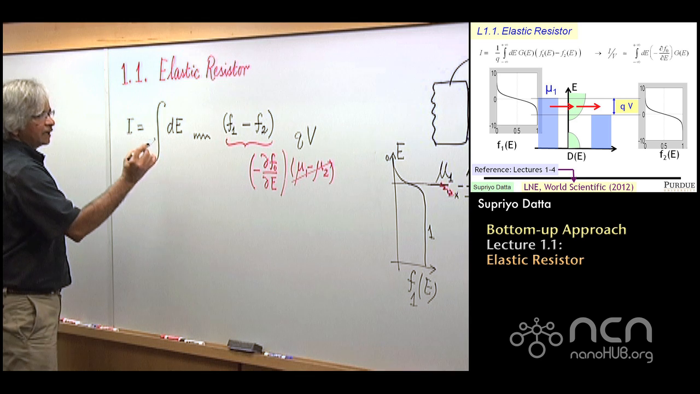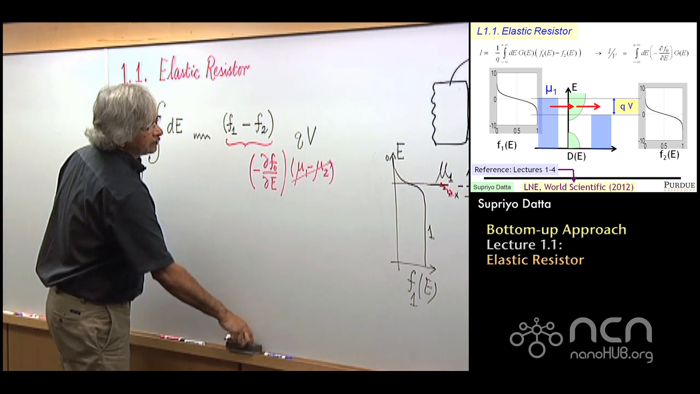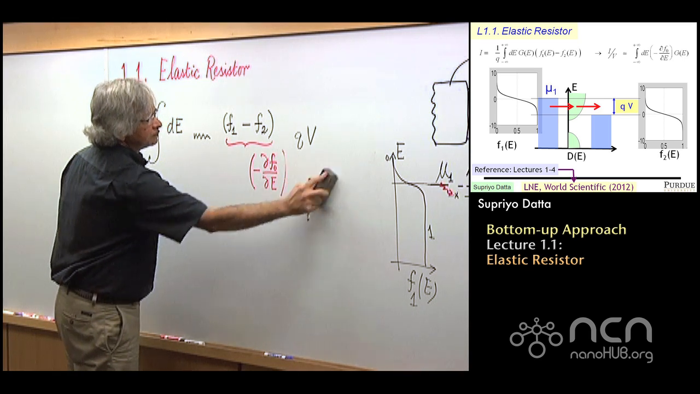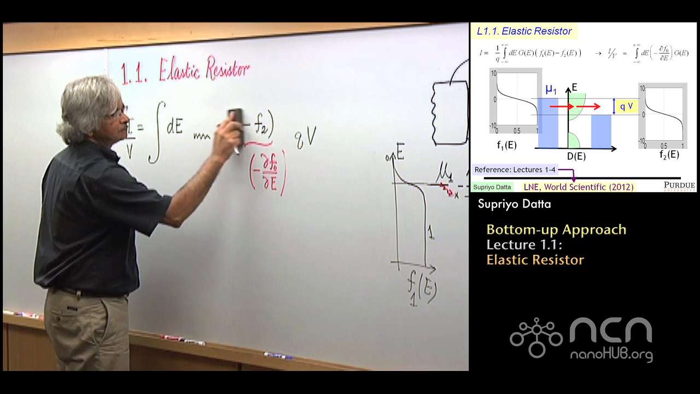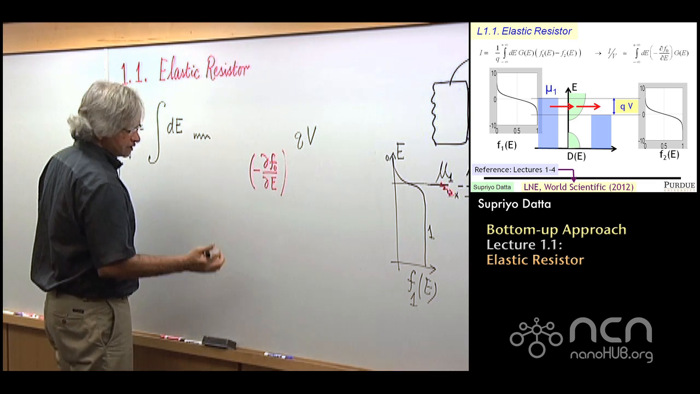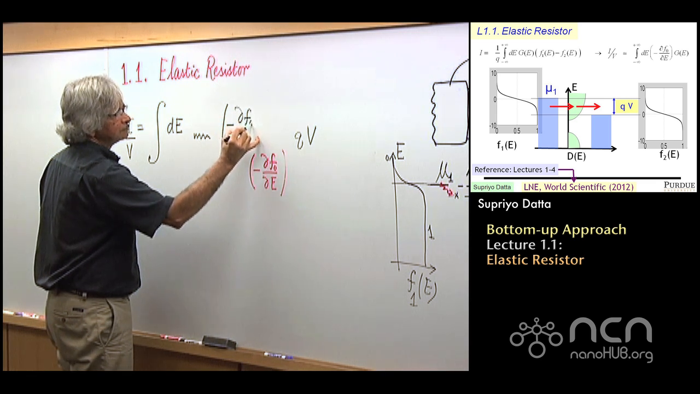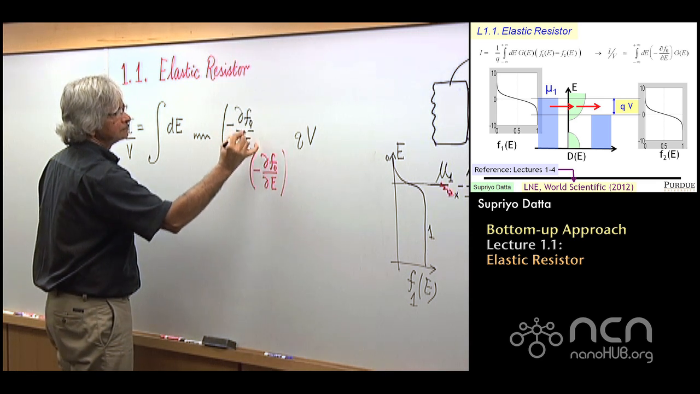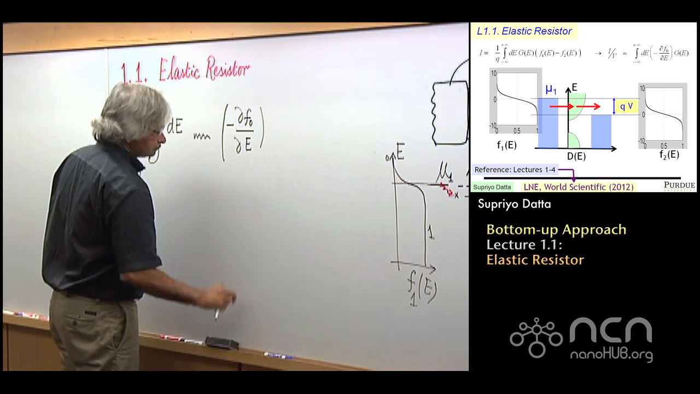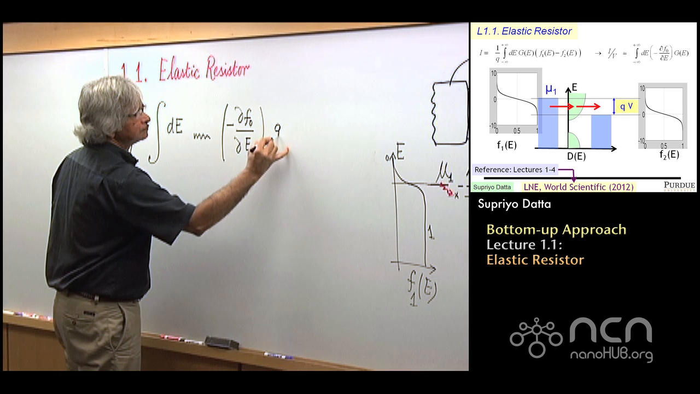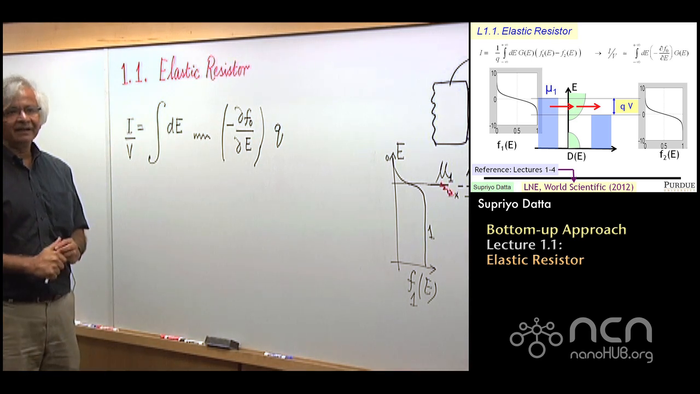So what I can do is, I can divide the current by voltage, and I'll take this off, and I'll just replace this here. So you'll have minus dF0 dE and times Q. So this then gives you an expression for the conductance.